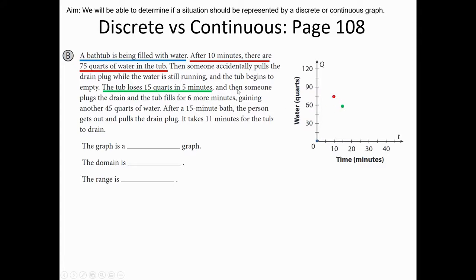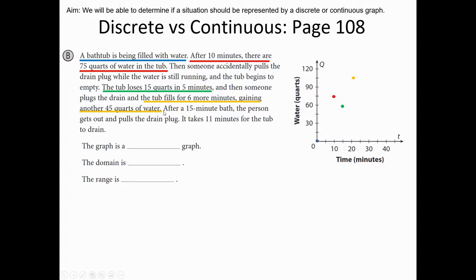And then someone plugs the drain and the tub fills for 6 more minutes, gaining another 45 quarts of water. So at this mark right here, I can move about 6 over right here. I'm estimating where that 6 is. And I know it's going to go up 45 more. So 60 plus 45 is 105, all the way over here. So I'm just slowly still graphing this situation.